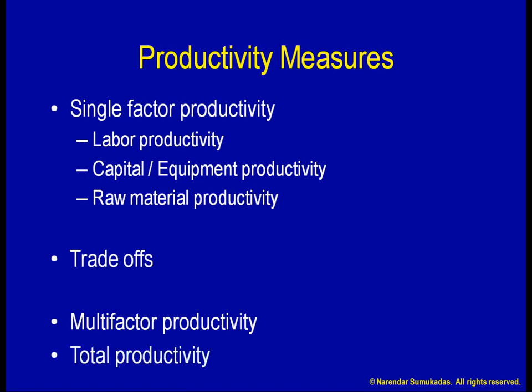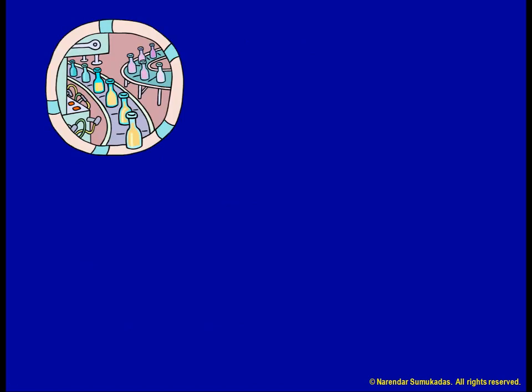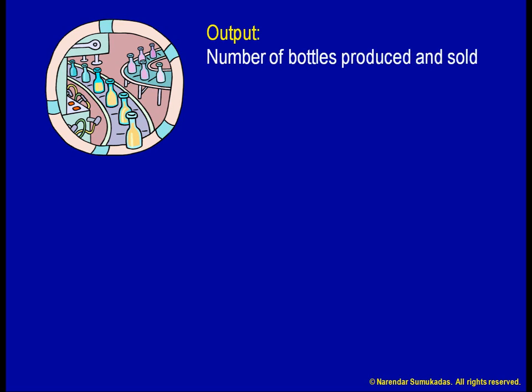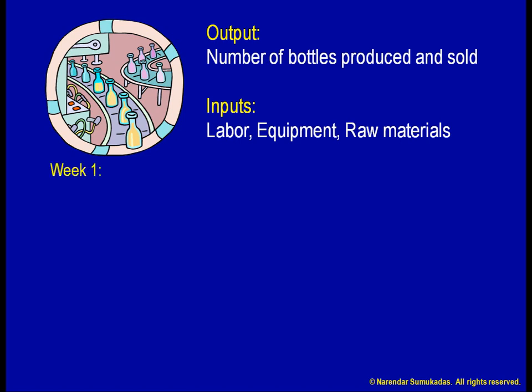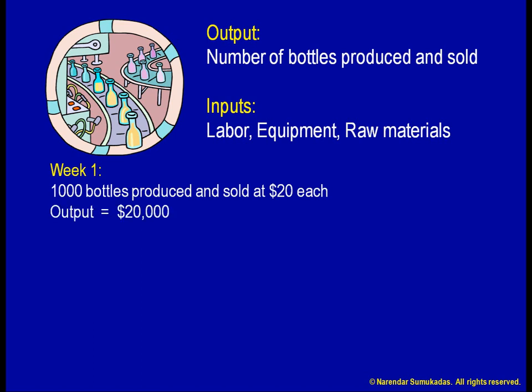then we are talking about total productivity. Now, let us say, for instance, you are a manager of a process that is producing some bottles. The process output here is the number of bottles produced and sold, and the inputs that you consume are labor, equipment, and raw materials. Let's say in week one, you produced 1,000 bottles and you sold them at $20 each. So your output over here was $20,000. And to produce this output, let's say you consumed X dollars worth of inputs.